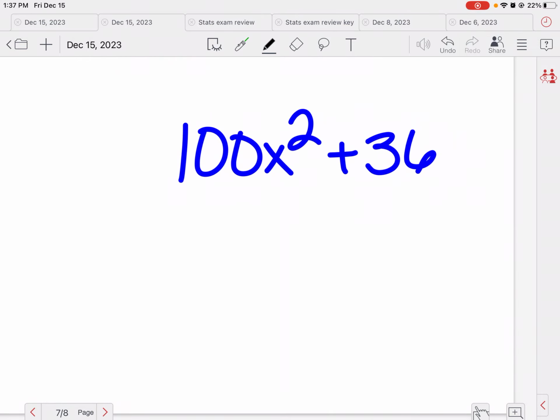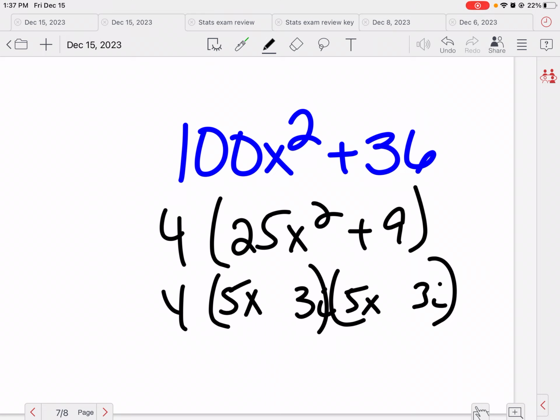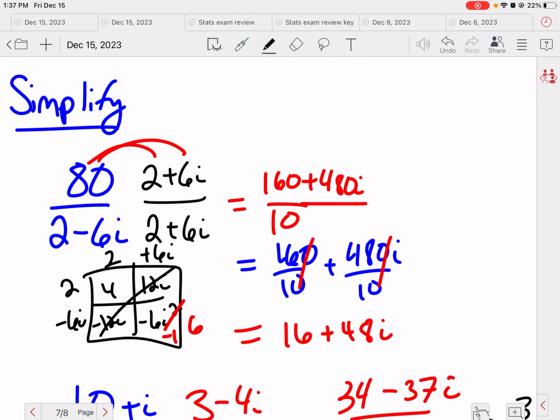Same thing here, except I'm going to say, hey, I can factor out a 4, so that leaves me with 25x squared plus 9. So the 4 is going to come along for the ride. I see that, again, I have perfect squares. 25 is 5 and 5, x squared is x and x, 9 is 3 and 3. Tack an i on because there's a plus sign in the middle, and do 1 plus, 1 minus. That is factored.